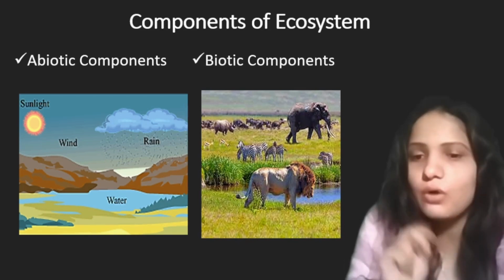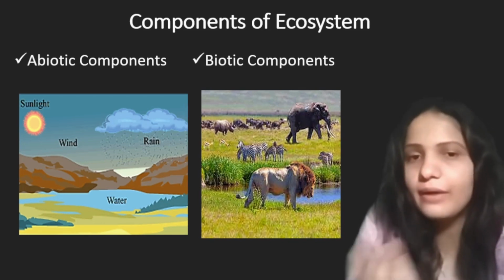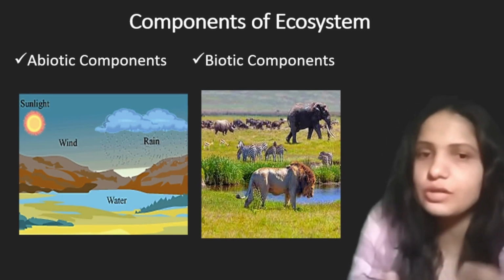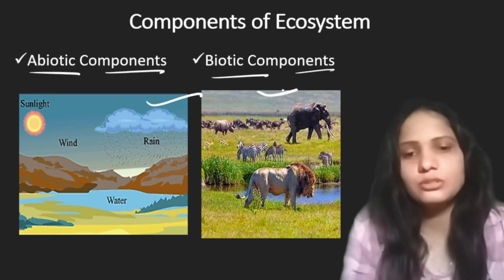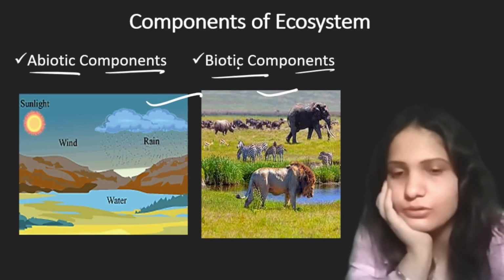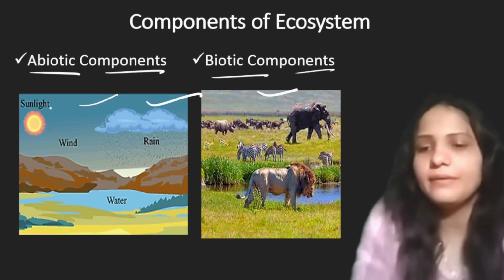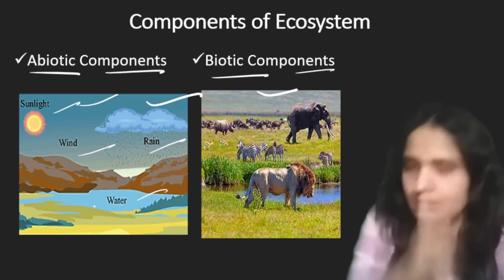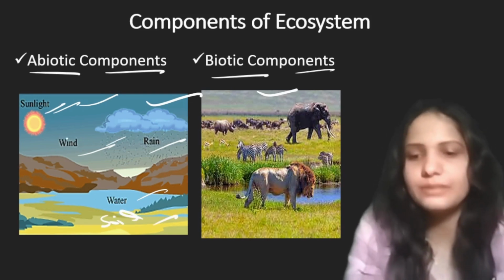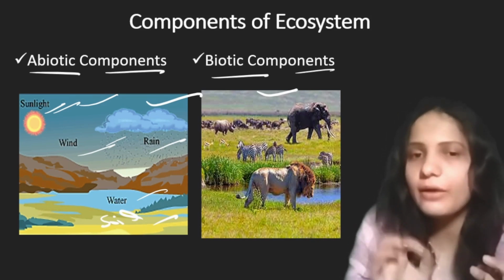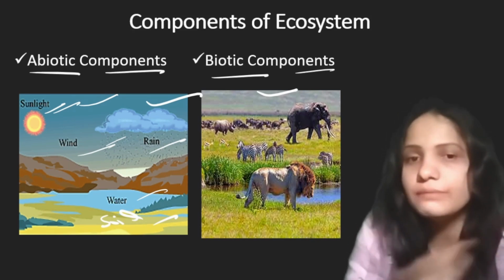So there are two components of ecosystem, abiotic components, the non-living one, and the biotic components which are living. There are two pictures to make it easy for you to understand these components. If you see this picture, here we have sunlight, wind, rain, water, and this is soil. Sunlight, wind, rain, water, soil, many components. These components come under abiotic components. These are the non-living components.